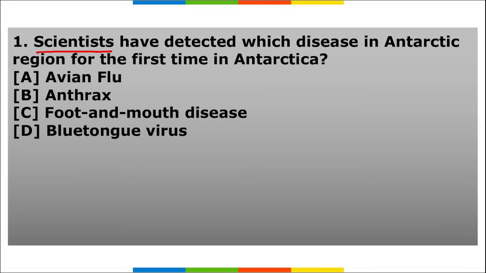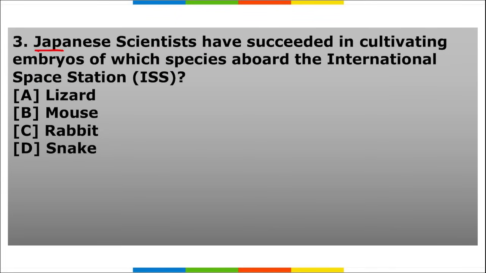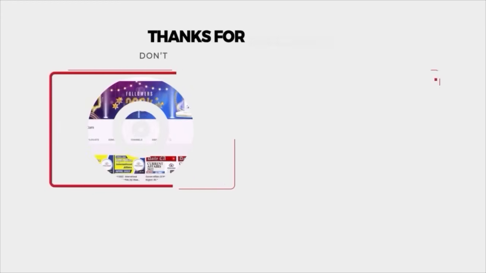Next is our homework section. First, scientists have detected which disease in the Antarctic region for the first time? Second, as per the recent study, which planet may have undergone tectonic activities 4.5 to 3.5 billion years ago? Third, Japanese scientists have succeeded in cultivating embryos of which species aboard the International Space Station? So friends, these are your 3 homework questions today, and I need to see maximum participation from all the students watching this video.